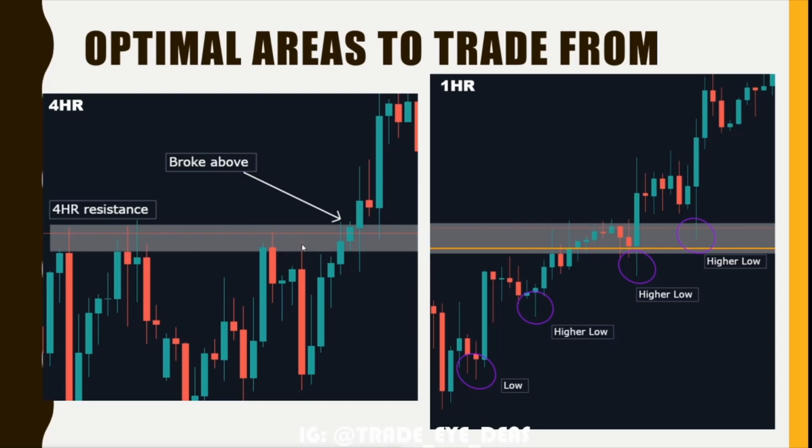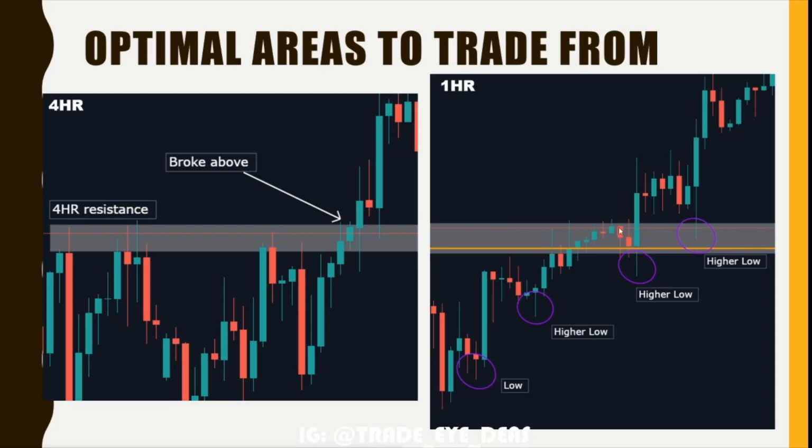So then what we will do, and when I say optimal areas to trade from, we'll zoom down to the lower time frame. Here we're moving over to the 1-hour, and we're going to look at structure levels on the 1-hour. So here we can see we've got a low, a higher low, another higher low, and another higher low. So the series of higher lows on the smaller time frame is suggesting an upwards trend. We've also broken above a 4-hour resistance, which is really significant. So when we're actually taking positions, we're going to be looking for entries for buys at this zone.